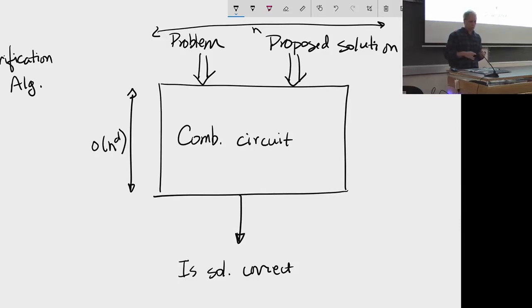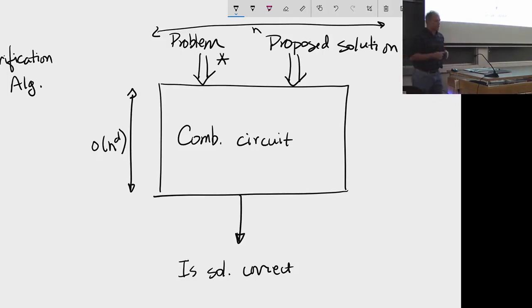The circuit satisfiability problem is to take a circuit like this and find inputs at the top that will force a true to come out the bottom. We're going to hardwire these wires to have a particular problem on them. So if we apply the circuit satisfiability algorithm to this, we would basically be finding a proposed solution which will force a 1 to come out the bottom. So we're solving the problem.